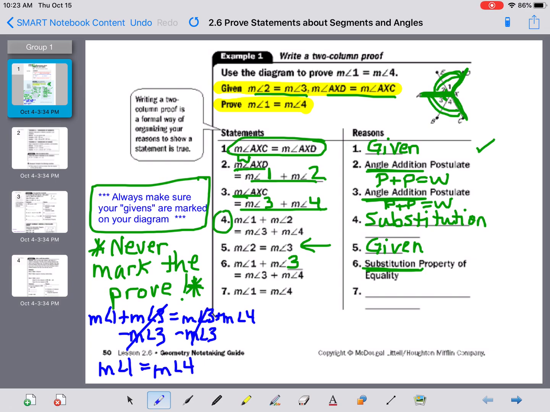Okay? So that's from step 6, that's how I got to step 7 to say measure of 1 equals measure of 4. What step did I do to get rid of those measures of 3? I subtracted. So that's what I say for my reason. I subtracted. And notice, I got down to what I was trying to prove. Okay? And every time I made a step, I said why I did that step. This is a proof. A logical reasoning, deductive reasoning that says how I get where I need to go. Okay? All right, that's our first one. Let's try the next page.